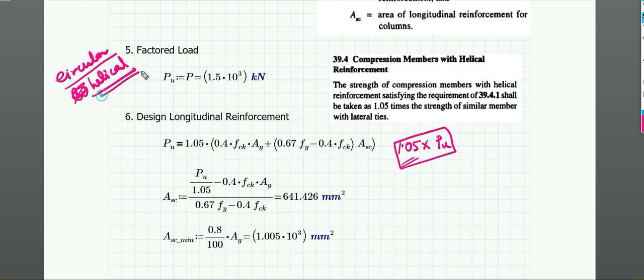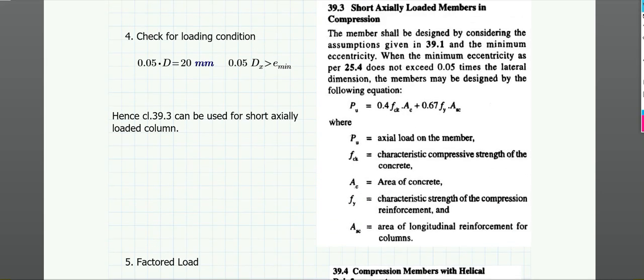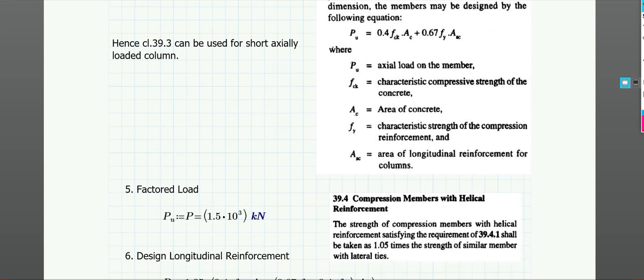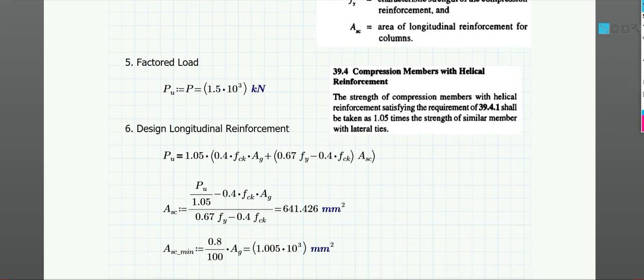Okay, so as we are going to provide helical reinforcement, the equation changes to Pu equals 1.05 times the previous equation. That is, the previous equation was 0.4 fck into Ac plus 0.67 fy Asc, right? The similar equation you have to use, but the only difference is that you have to multiply this value with 1.05.